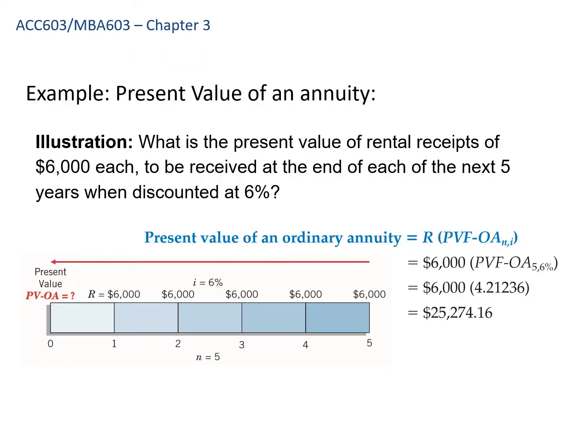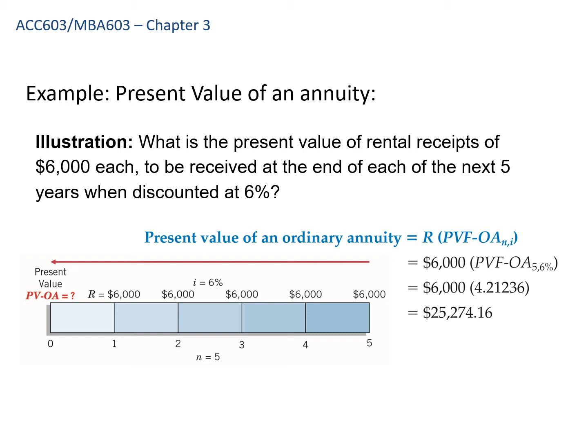So the other thing I want to look at is a stream of money. So this company is receiving rental receipts of $6,000 each that are received at the end of each of the next 5 years, and we want to discount that stream of cash flows back at a 6% discount rate. That's their cost of capital. So the formula for that is a bit more complicated. I'm not showing it here, but I'm bringing each of those back individually, okay?